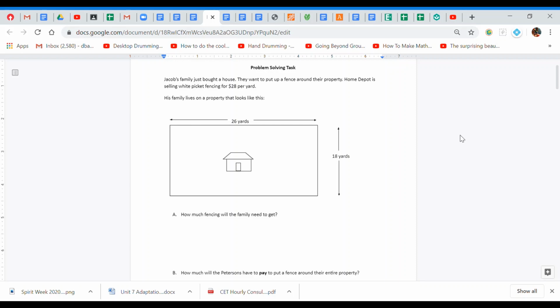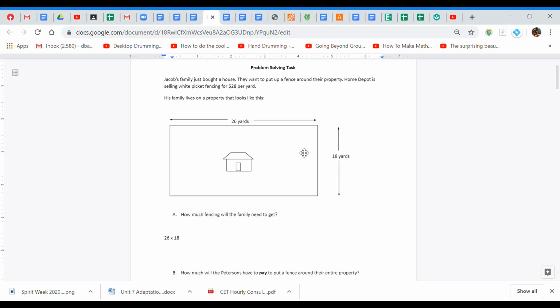All right, so hopefully you thought about it. If you're putting a fence around the property, think about where a fence goes around a yard. It goes on the outside, and that's what we're really talking about when we talk about perimeter, the length around the outside of something. So how much fencing will the family need to get? One thing you might have done, and I think probably some of you did, is 26 times 18.